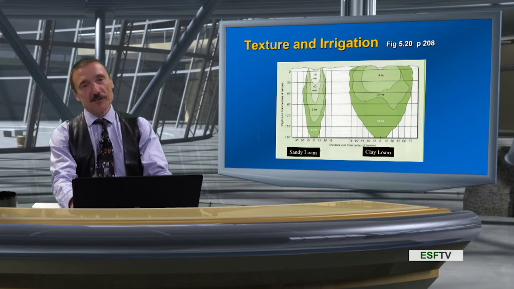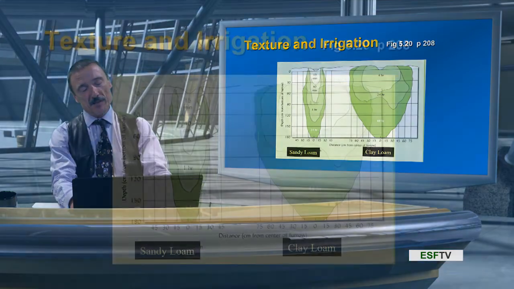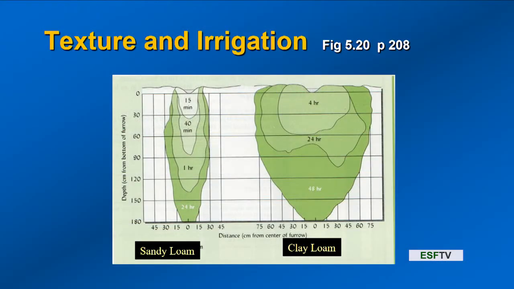And so here's a picture from the text, figure 5.20, page 208. It contrasts the sandy loam versus a clay loam for irrigation. We've plotted depth on the y-axis and distance from the center of a furrow, the irrigation furrow where the water's coming in, along the x-axis. So for the sandy loam, there's a relatively narrow rate of spread of that water, and it moves down rather quickly.